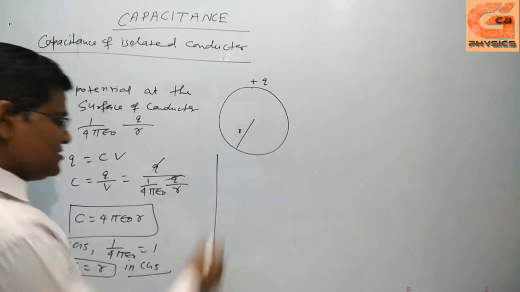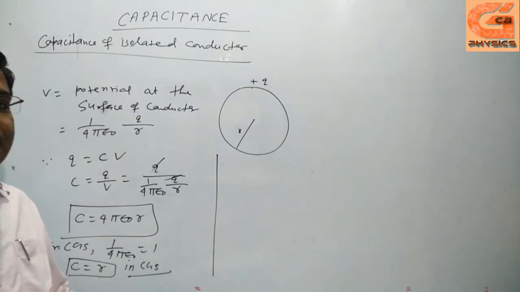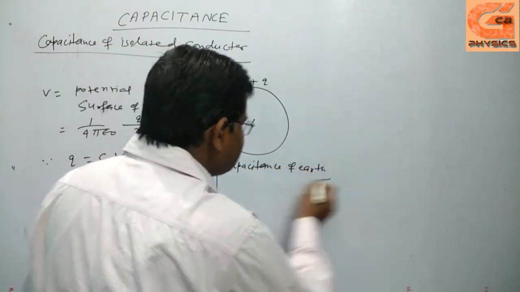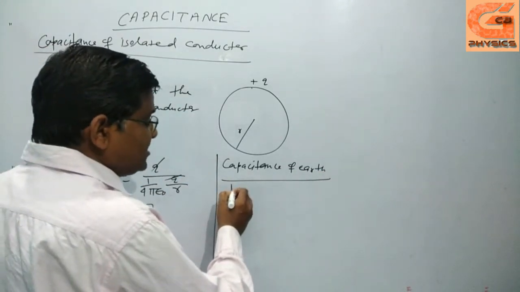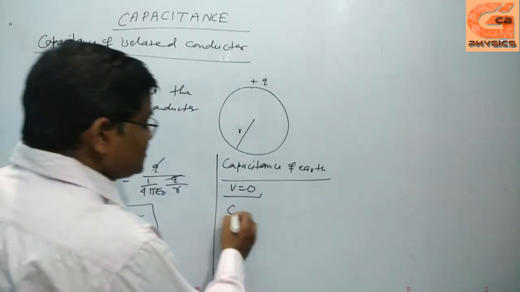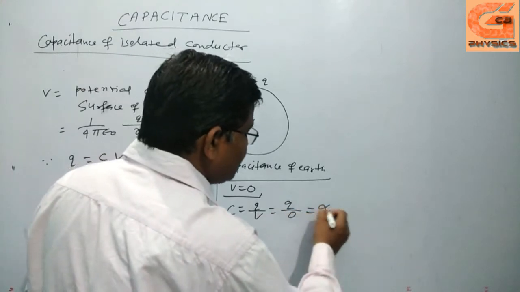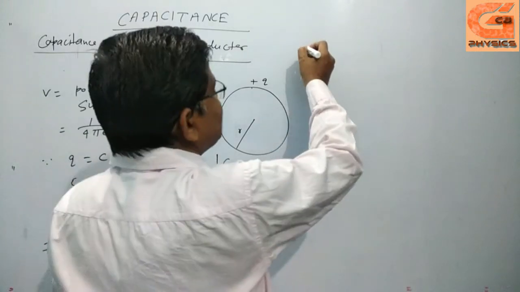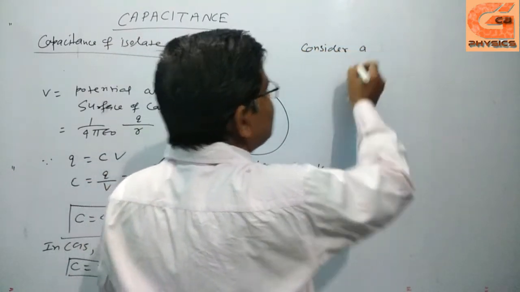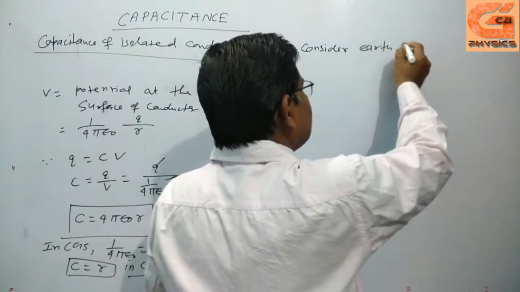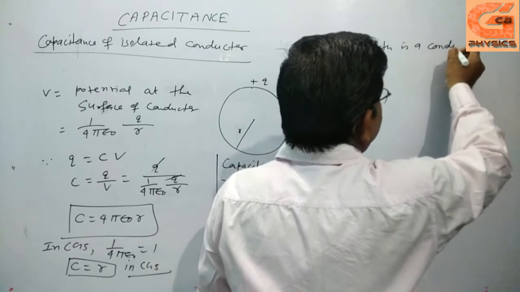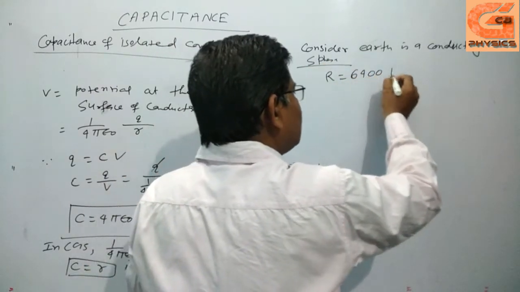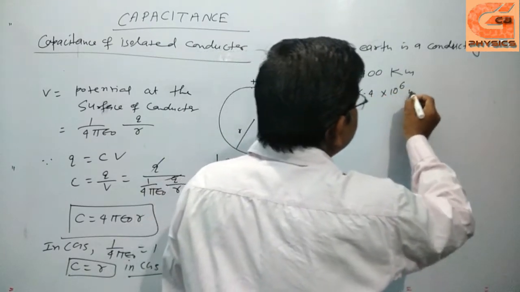Suppose we want to find the capacitance of the earth. Generally, the capacitance of the earth is infinite. How? We consider the potential of the earth to be 0. Then C equals Q by V, meaning Q by 0, which is infinite. So the capacitance of the earth is infinite. But if we consider the earth a conducting sphere with radius 6400 kilometers, meaning 6.4 into 10 to the power 6 meters.